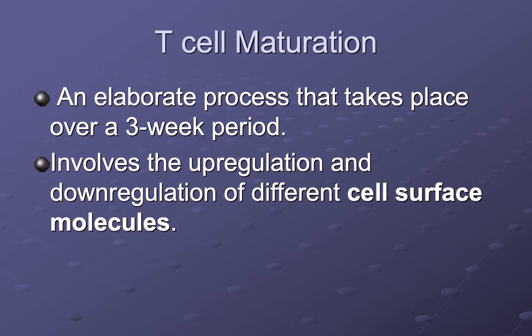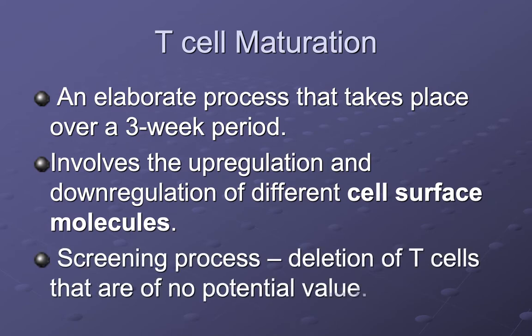So, as a screening process, T cell maturation will essentially result in the production of T cells with functional TCRs, T cell receptors. Those T cells that do not have TCRs that are useful to the animal are of no potential value, and the body will delete them. The body will eliminate them. Okay. So let's begin.